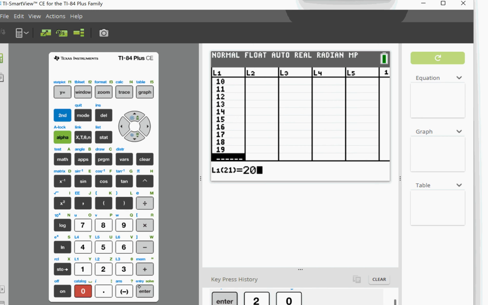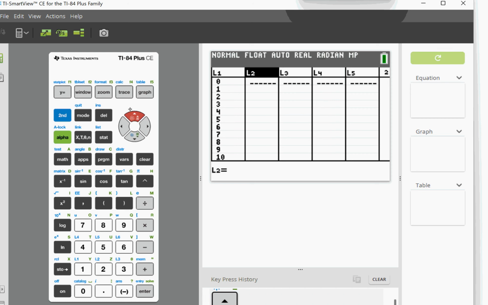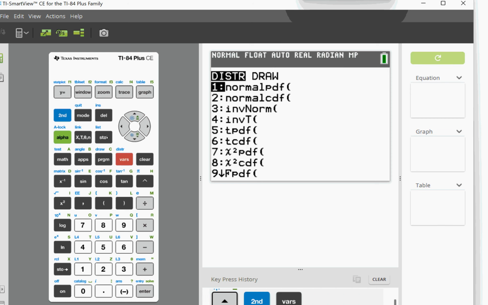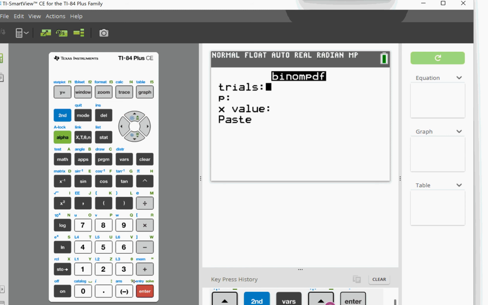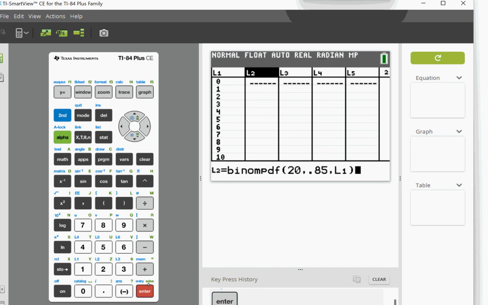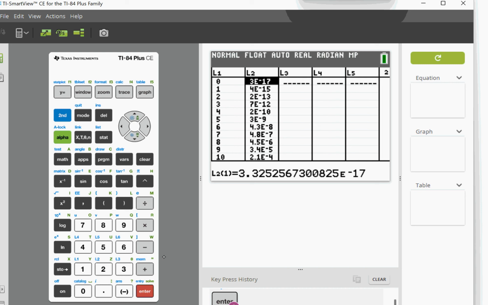And that's 20. And this column looks scary, but it's actually going to be easy. We're going to go to the top of list 2. We're going to do 2nd Distributions. We're going to go to the binomial PDF. Trials are 20. Probability of germination is 0.85. And the x values are in list 1. And there we go. So watch how fast that list 2 is going to populate. And there we go. It's all our probabilities.